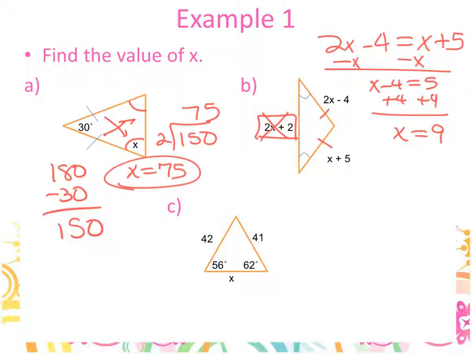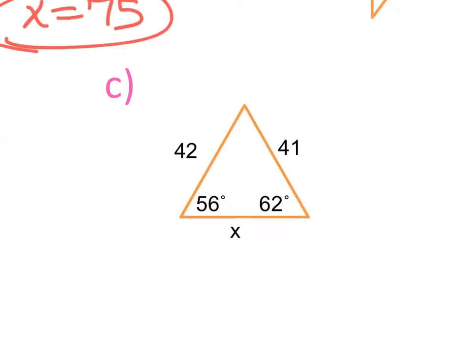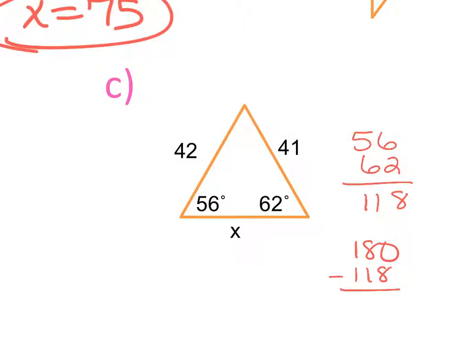The last one. What do you think we need to do here? So let's add 56 plus 62, and I get 118. I'm going to subtract that from 180 and find that my missing angle is 62 degrees.